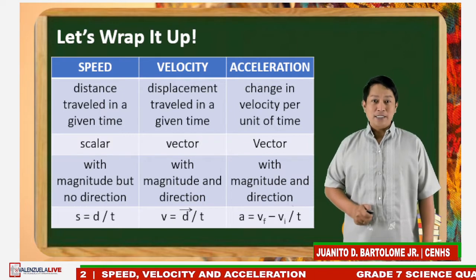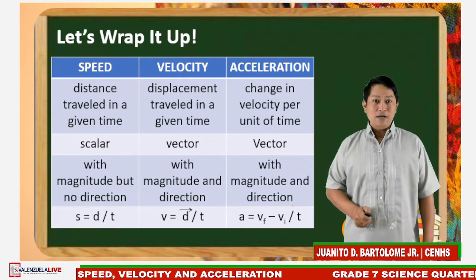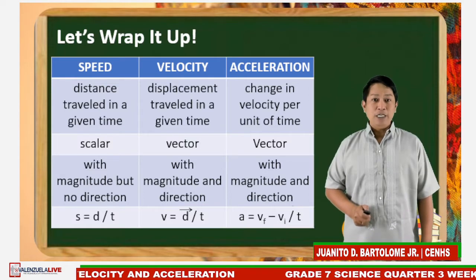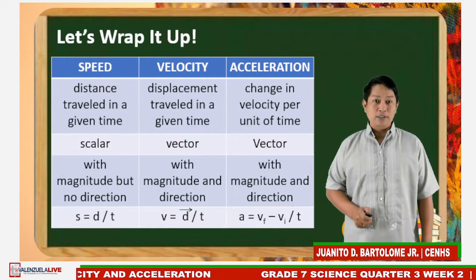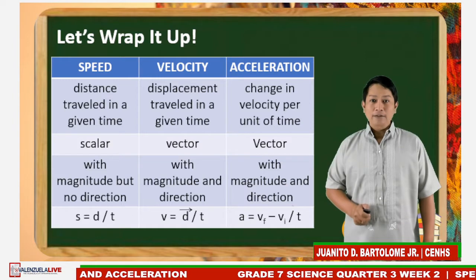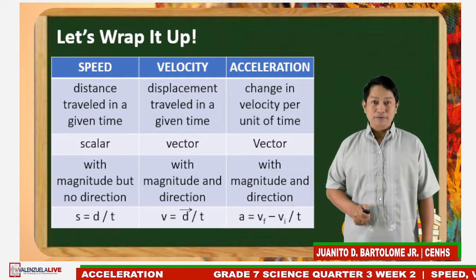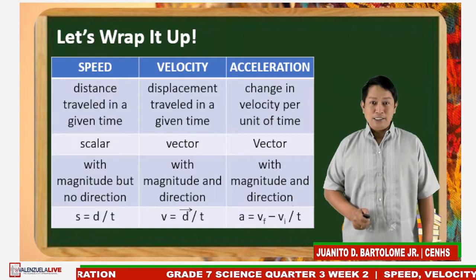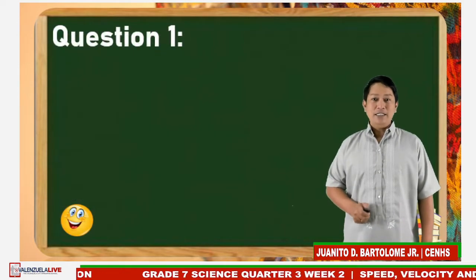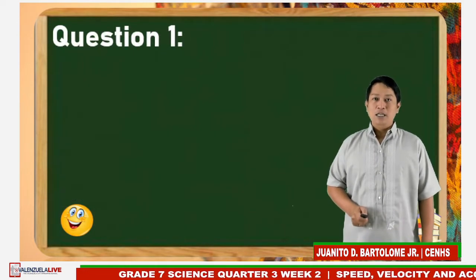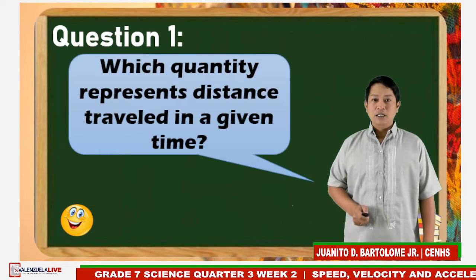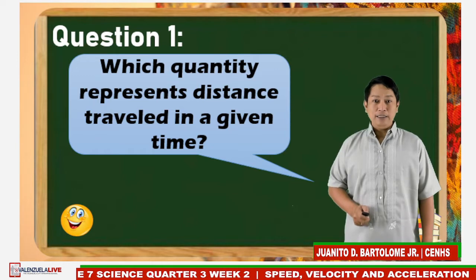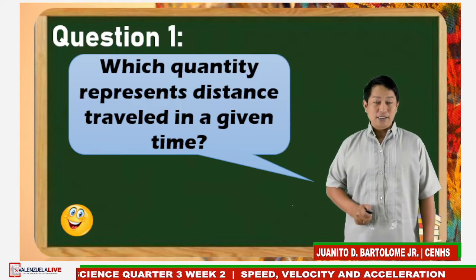To check your understanding about the lesson, let's have a short activity. For the first 3 questions, I'm giving you 5 seconds for each to answer. And for the last 2 questions, I'll give 20 seconds for each. Are you ready? Let's begin. Answer the following questions. Question number 1. Which quantity represents distance traveled in a given time? Your 5 seconds starts now.